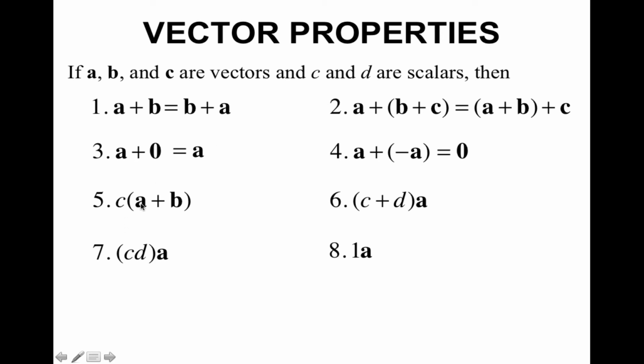When you have a scalar multiplying the sum of two vectors, it's the distributive property: the scalar times one vector plus the scalar times the other vector. The same idea applies if you have the sum of two scalars multiplying a vector; you can also distribute the vector. When you have two scalars multiplied by a vector, it doesn't matter which order you multiply them in. And of course, 1 times a vector just gives you your vector.